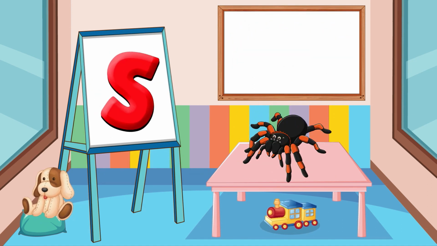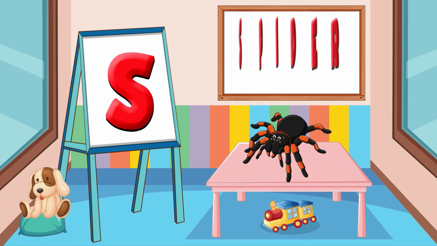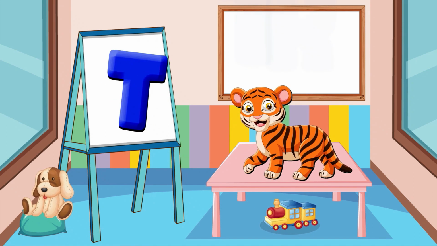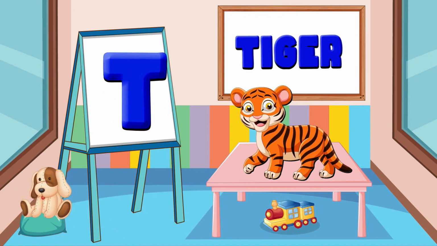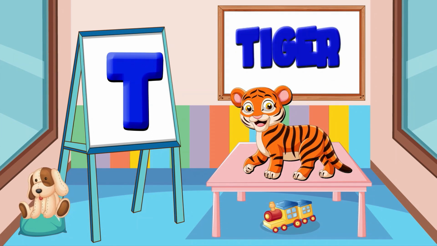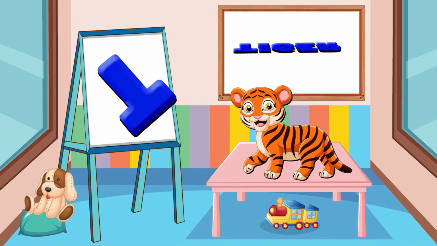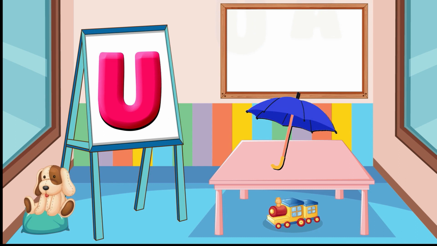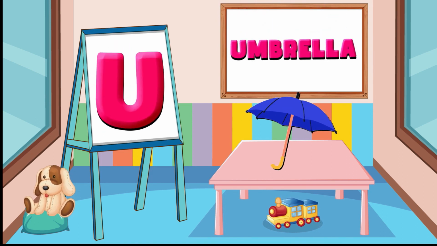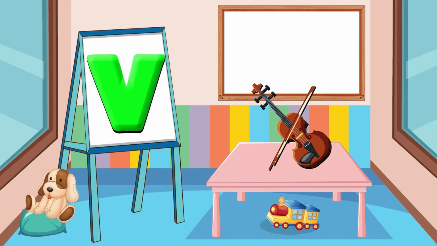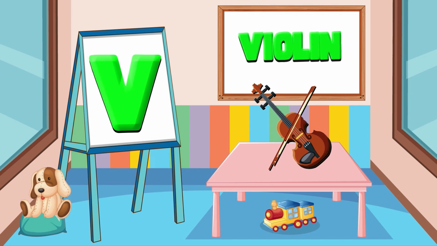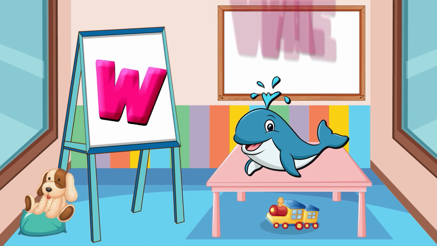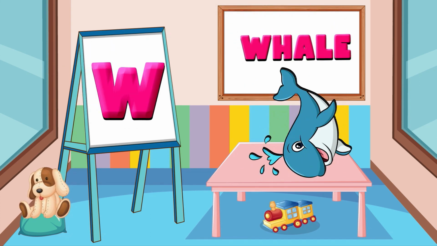S is for spider, s, s, spider. T is for tiger, t, t, tiger. U is for umbrella, u, u, umbrella. V is for violin, v, v, violin. W is for whale, w, w, whale.